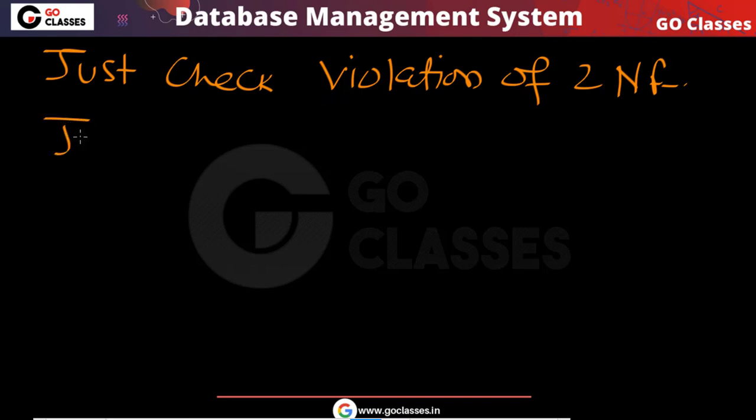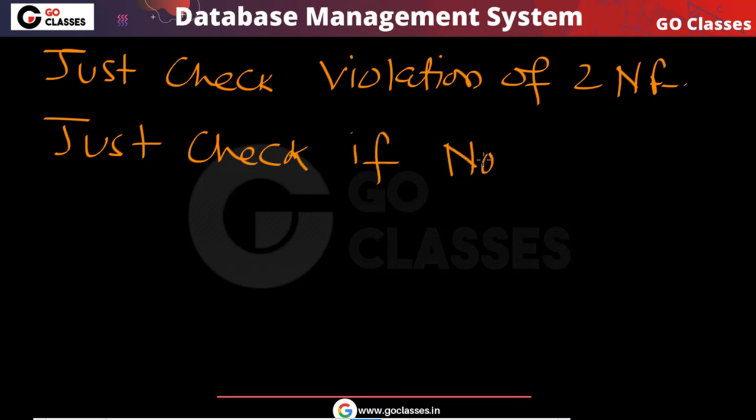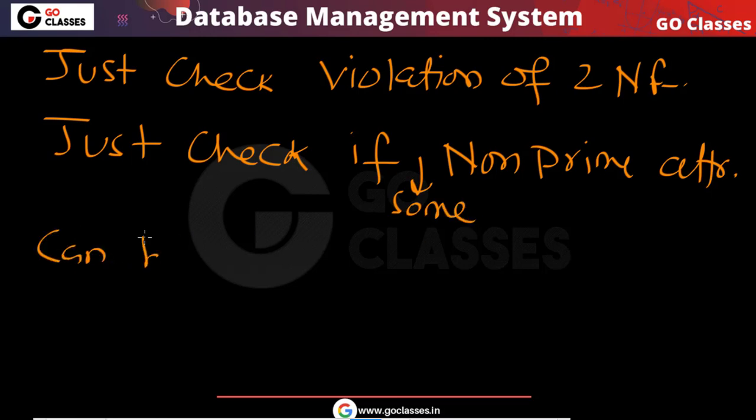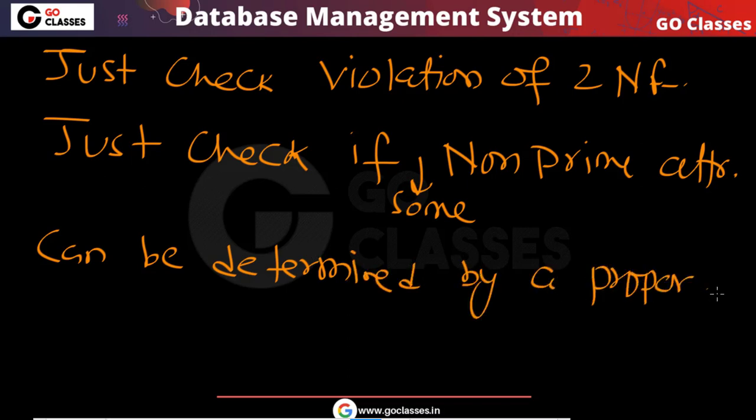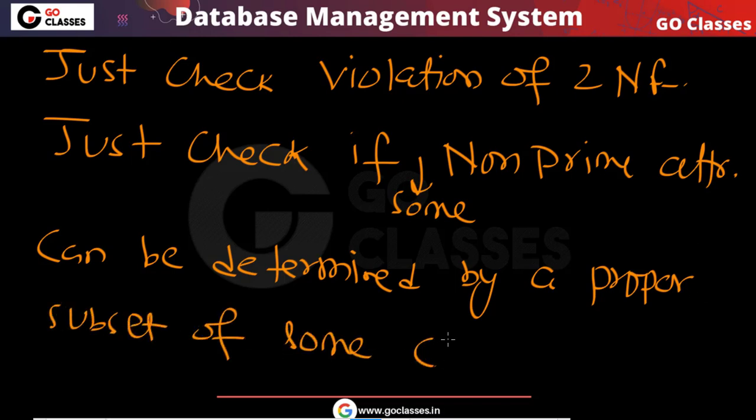Just check whether some proper subset of some candidate key is determining a non-prime attribute or not. Just check if some non-prime attribute can be determined by a proper subset of some candidate key. If this happens, then this is a violation.